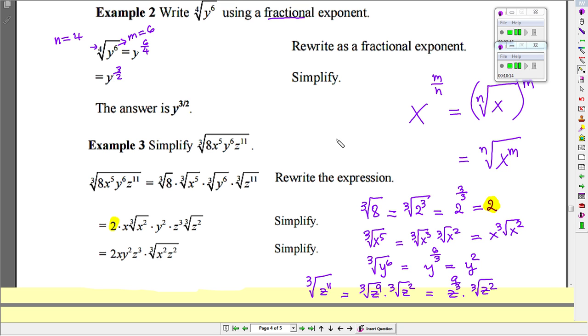So now the next step, you want to look for the roots that have the same index. You have right here cube root of x squared and then cube root of z squared. If you have roots that have the same index, you can multiply the terms under the radical sign. So in this case it will be x squared times z squared with the same root. And that will be the answer for this expression.